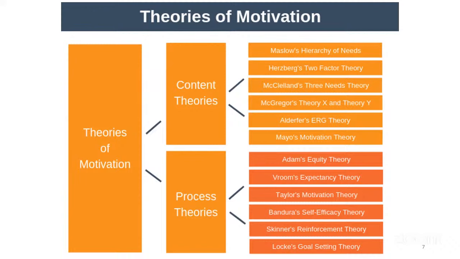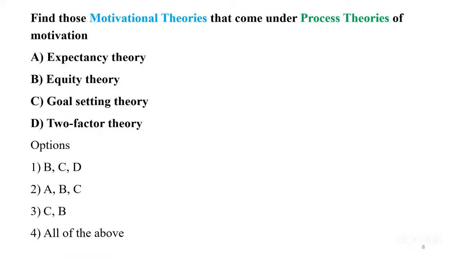This is an attempt to identify the variables that influence motivation and how they react with each other, like in a work environment, how people are talking to each other. So the examples are Adams' equity theory, Vroom's expectancy theory, Taylor's motivational theory, Bandura's self-efficacy theory, Skinner's reinforcement theory, and last is Locke's goal setting theory.